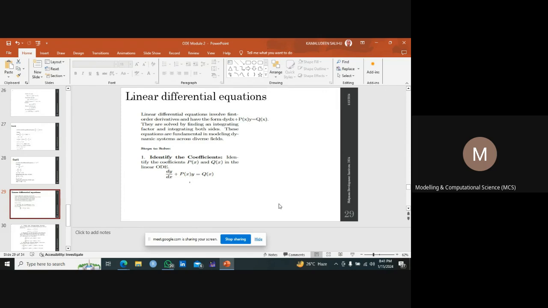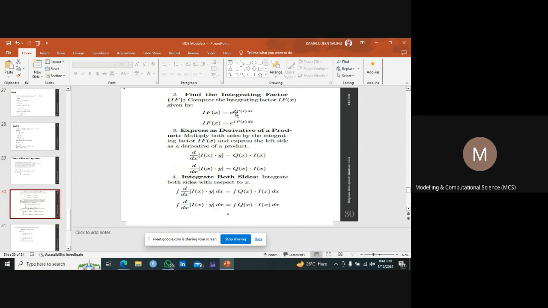So the first step: identify the coefficients, that is, the coefficients P of x and Q of x. You must identify them from your given problem. That is, when you are given something like dy/dx plus P of x times y is equal to Q of x, you must find the coefficient P of x, that is the coefficient of y. The Q of x also is very important for us to find.